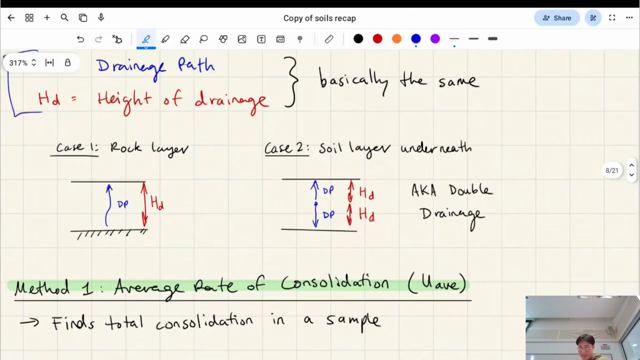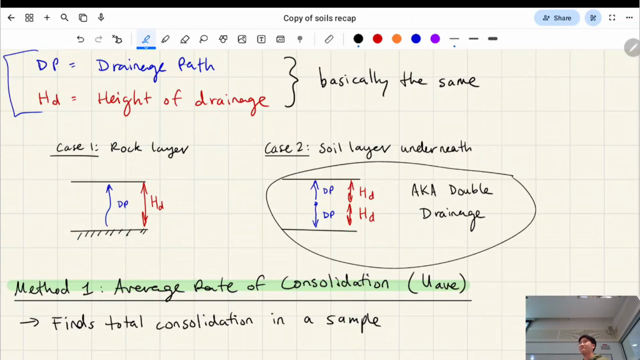So there's two cases. The first one is you have a rock layer underneath, so you're not going to have a rock layer above. And the second one is that you have a soil layer underneath, right? So based on our cross section from the question, do we have a rock layer underneath, or is it soil underneath? Yeah, soil. So we're going to have double drainage, okay? Which means our drainage path is only going to be half as long as our compressible layer of clay. Does that make sense?